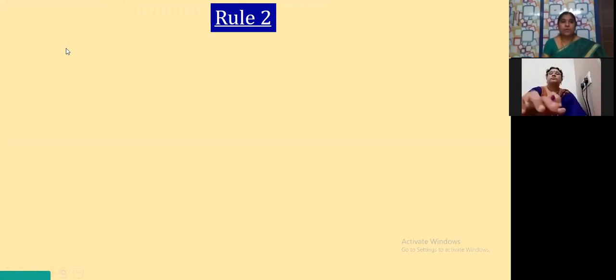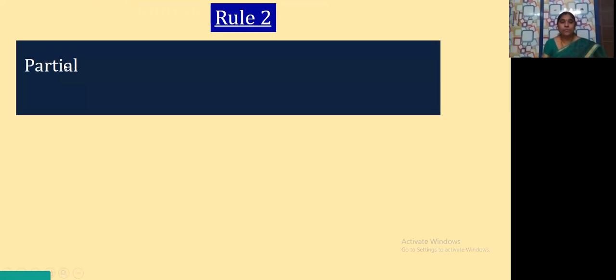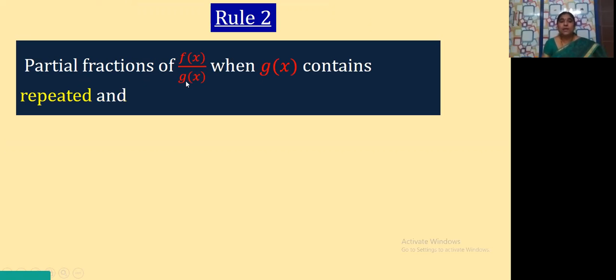So next thing is what here, children? Partial fractions of f of x by g of x when g of x contains repeated and/or non-repeated linear factors. So this is rule 2 that you are going to discuss. Okay, so what is rule 2?